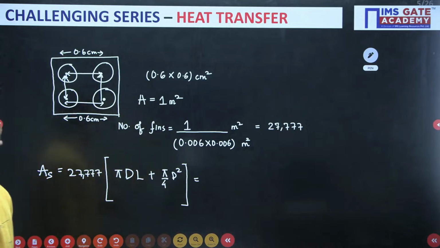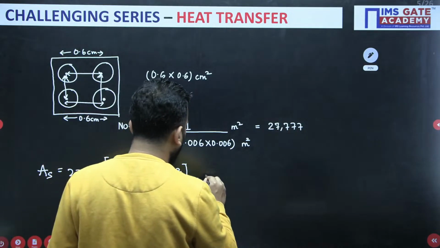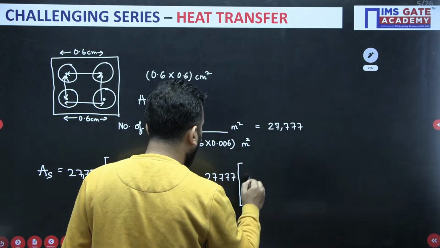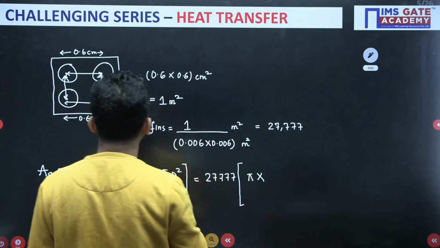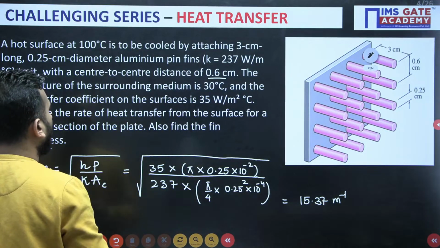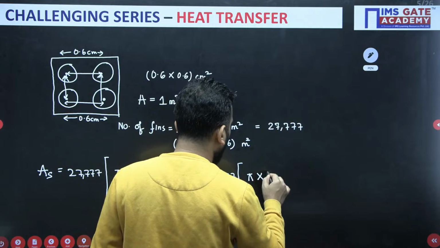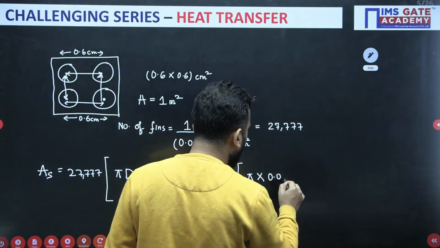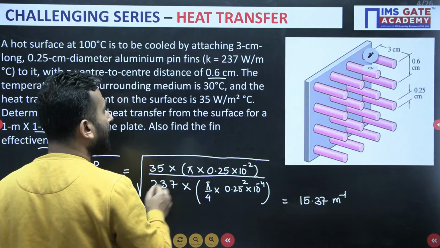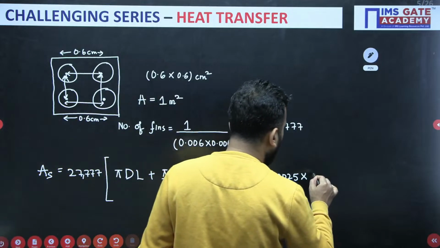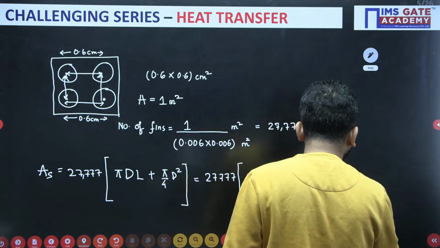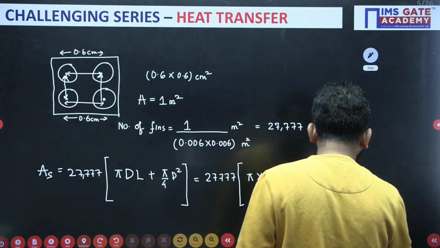Remember, whatever we will put, that will be in SI only. So 27777 pi into what is diameter? Dia is 0.25 centimeter, 0.0025. What is L? 0.3 centimeter. So 0.03 plus what is dia?